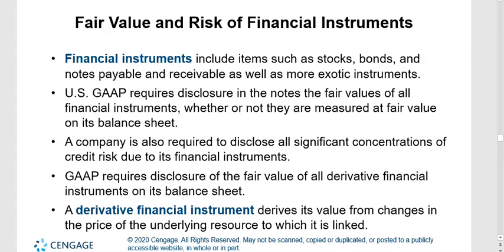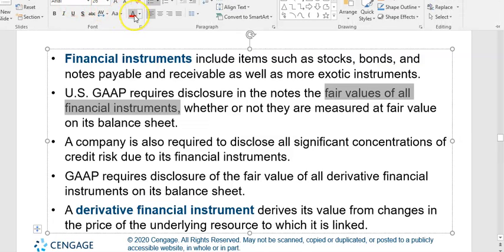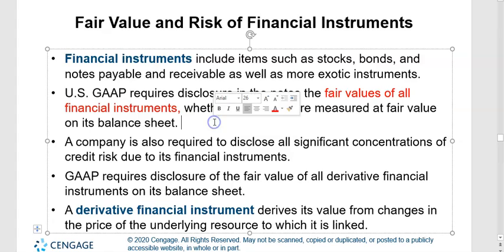Financial instruments, whether or not they evaluate them at cost or present value or fair value on the financial statement, they have to disclose the fair values of all financial instruments, no matter what they chose to put them at on the face of the balance sheet.